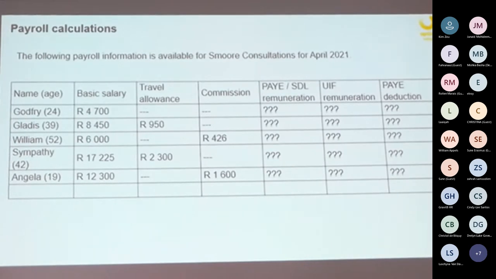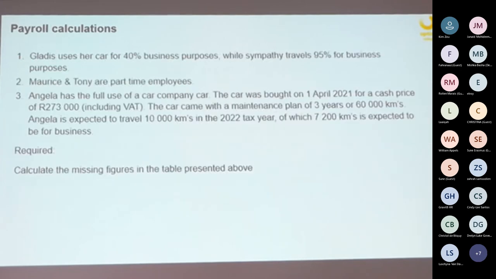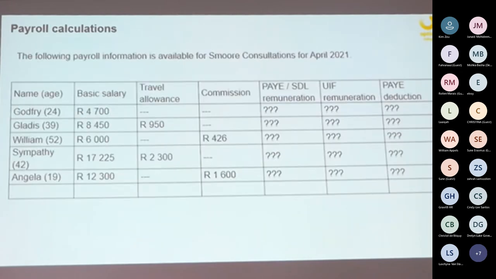Gladys. I think there was a note about Gladys. Let's see. Oh, we said she includes a travel allowance at 80%. You remember that? Okay, so let's go back to Gladys.